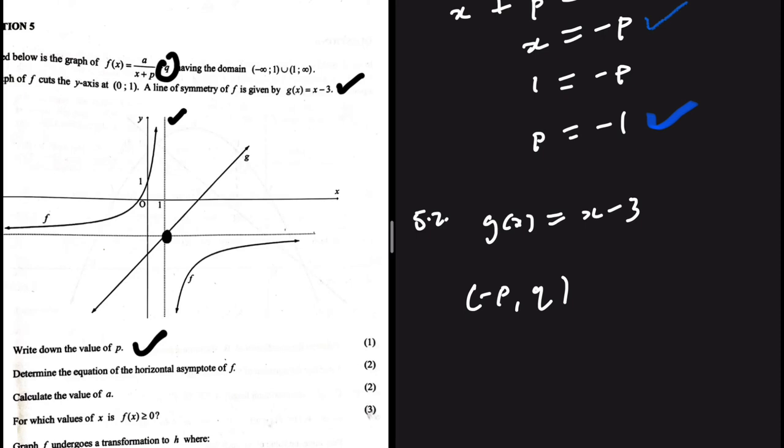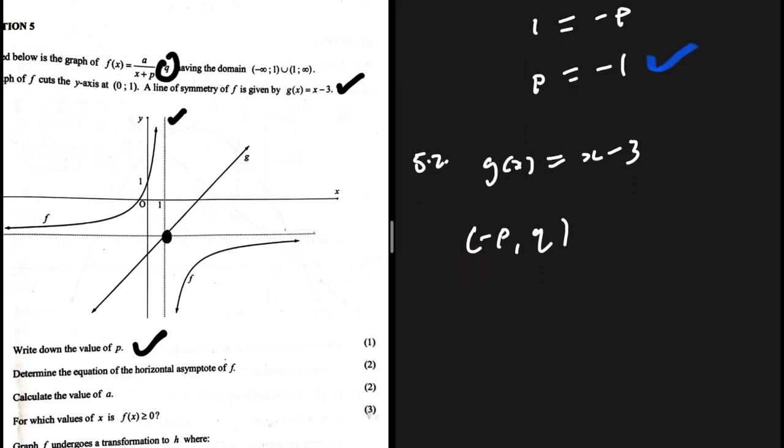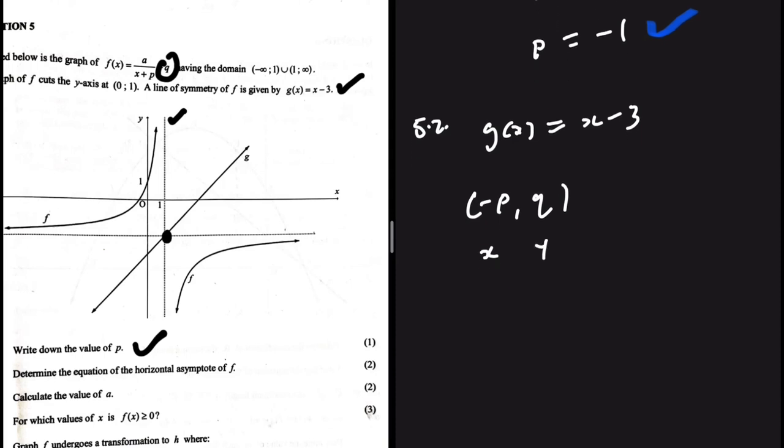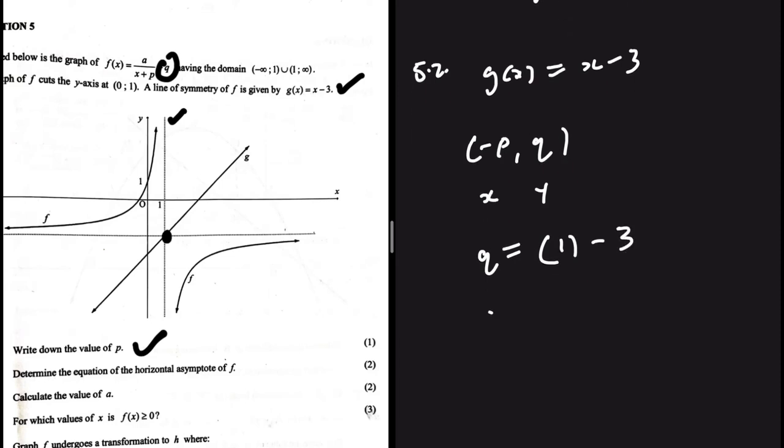So we can actually substitute the value of p in order to find the value of q, because the value of p is going to be our x and the value of q is going to be y. So we have q being what we're interested in, and in place of x we have 1, minus p, minus 3. So q is equal to minus 2. So we can conclude here that our horizontal asymptote is y equals minus 2. This is what you need. y equals minus 2, not q equals minus 2.